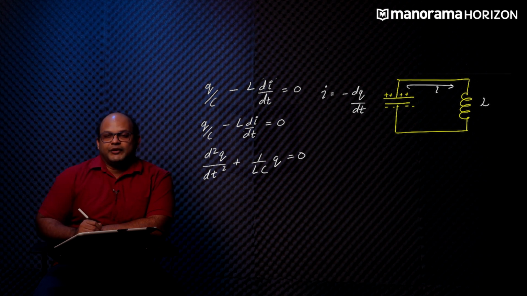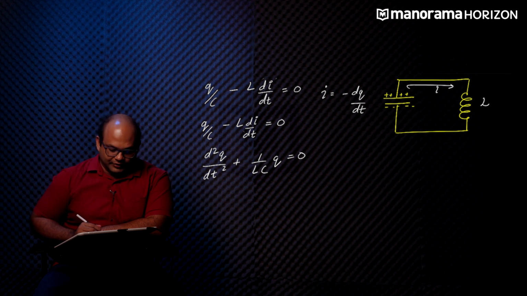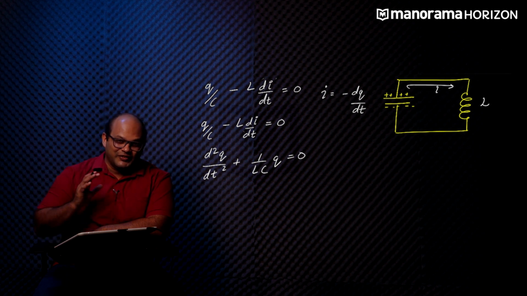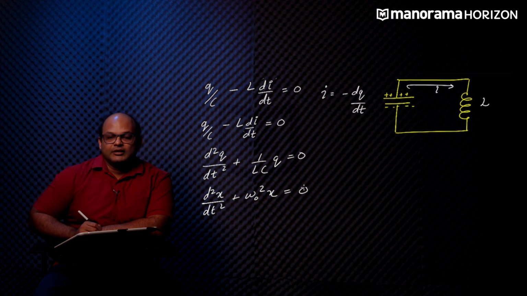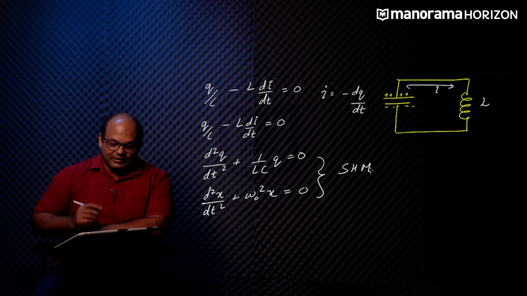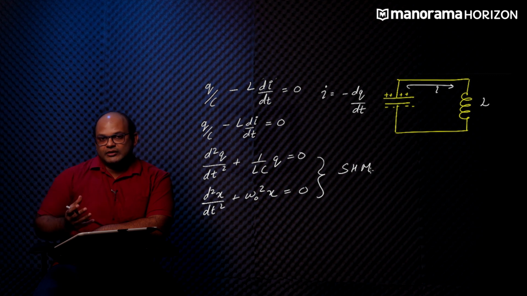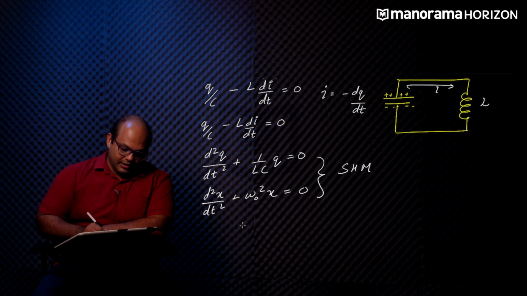If you think about what we had learned about simple harmonic motion in class 11, you will notice that this equation is very similar to another equation that we had studied, which is d2x by dt square plus omega naught square x is equal to 0. So we can say that both of these are examples of simple harmonic motion. And in this case, we can say that omega naught, which is the characteristic frequency at which the system is oscillating, is given as omega naught is equal to 1 upon root LC.